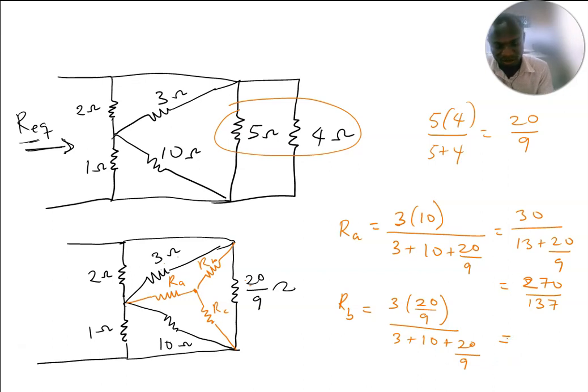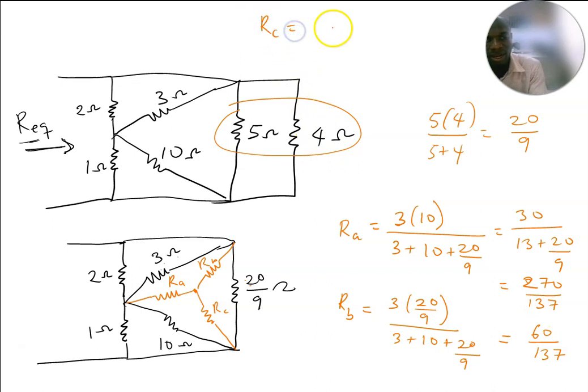Let me key it onto my calculator. I have 3 times 20 on 9. You get it? All divided by 3 plus 10 plus 20 on 9. And that one is going to give us 60 on 137. Okay.